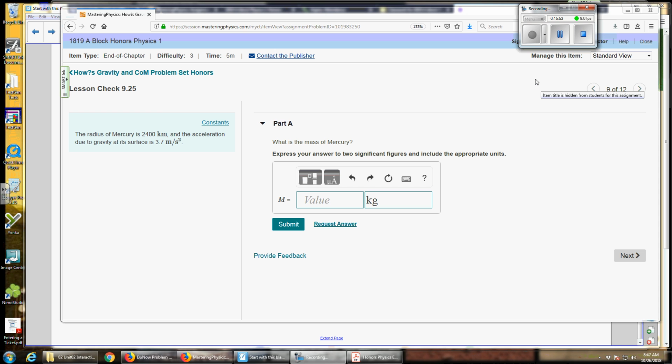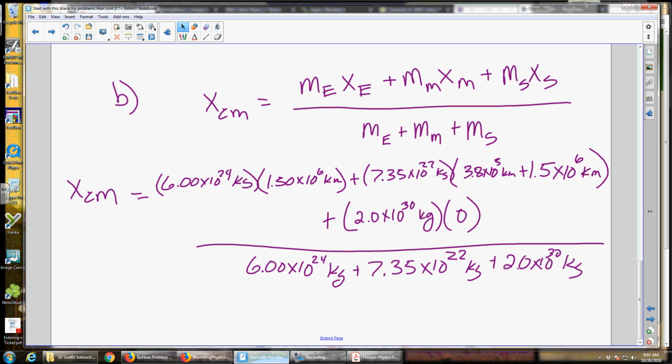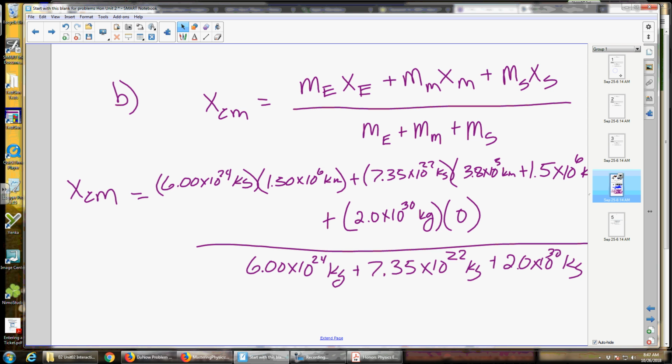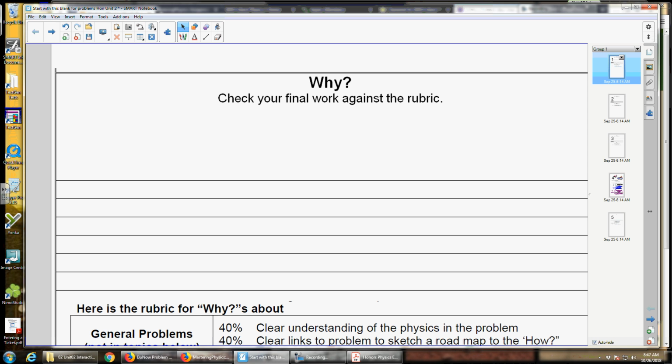All right, so number 9 here. Number 9, radius of Mercury is this. Acceleration of gravity on a surface is this. What is the mass of Mercury? So this is going to be a general line, right? And we're looking at number 9.